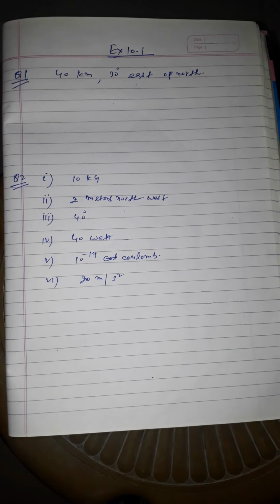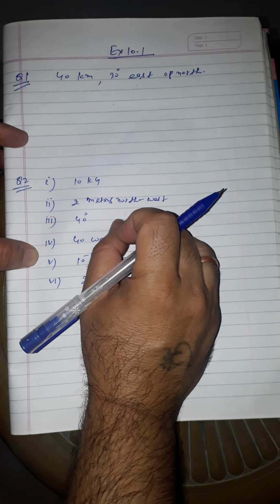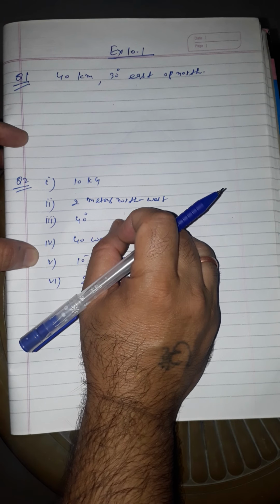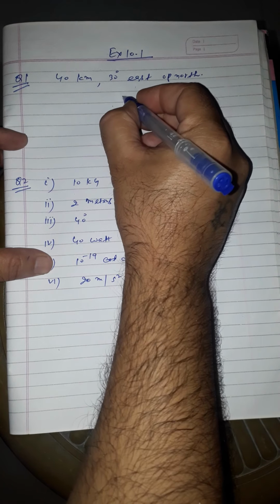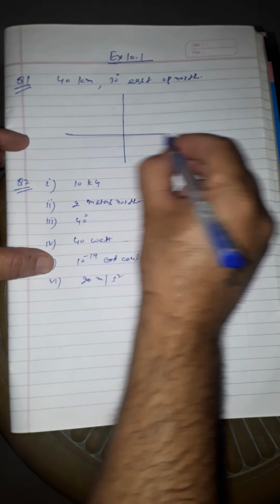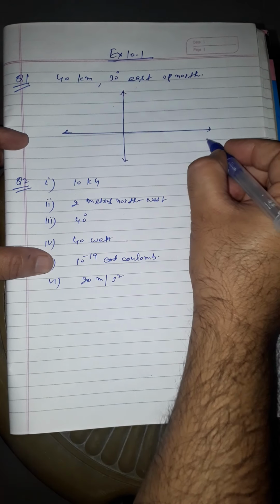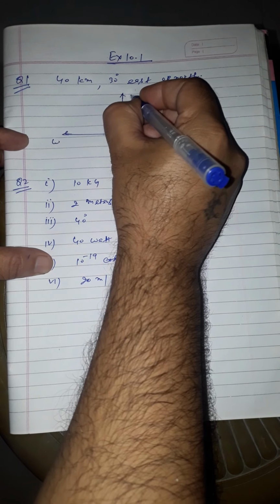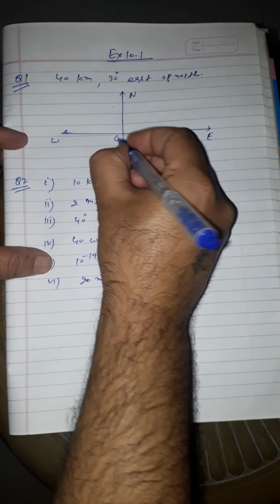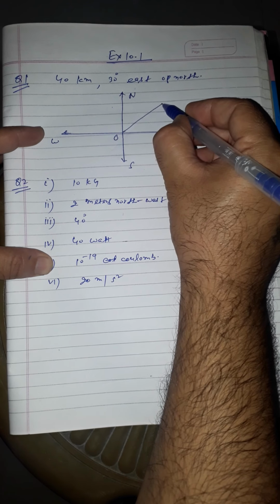Now let us see, students, in exercise 10.1, your question number 1 is: represent graphically a displacement of 40 kilometers 30 degrees east of north. Now how do we have to represent it? Let us see, students. This is east, west, north and south.